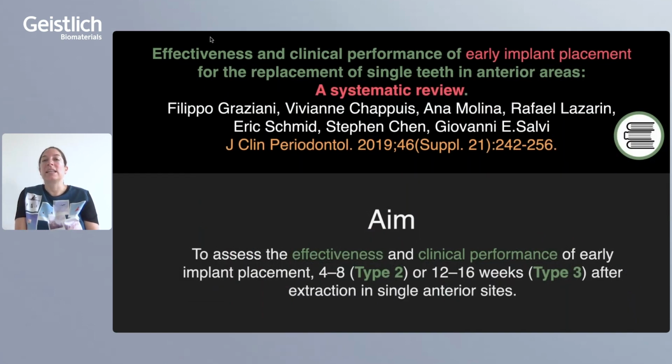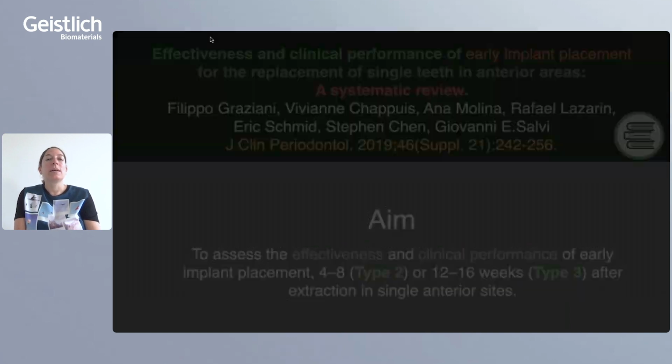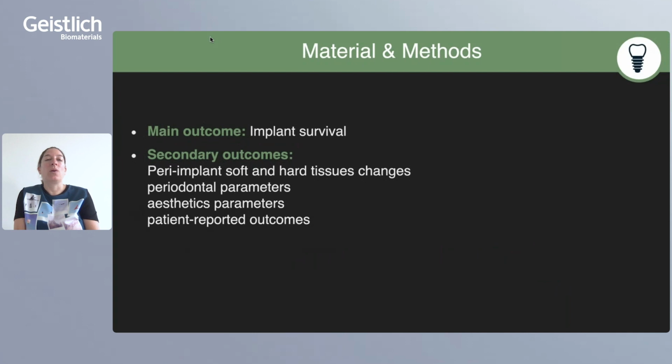Let's look at the effectiveness and clinical performance of early implant placement. This would be type 2 after 4 to 8 weeks compared to a type 3 implant placement after 12 to 16 weeks. Also a systematic review, and the main outcome when searching for data was the implant survival. It's the same as the systematic review we looked at comparing immediate implant placement with delayed implant placement. And then they have looked at several secondary outcomes.